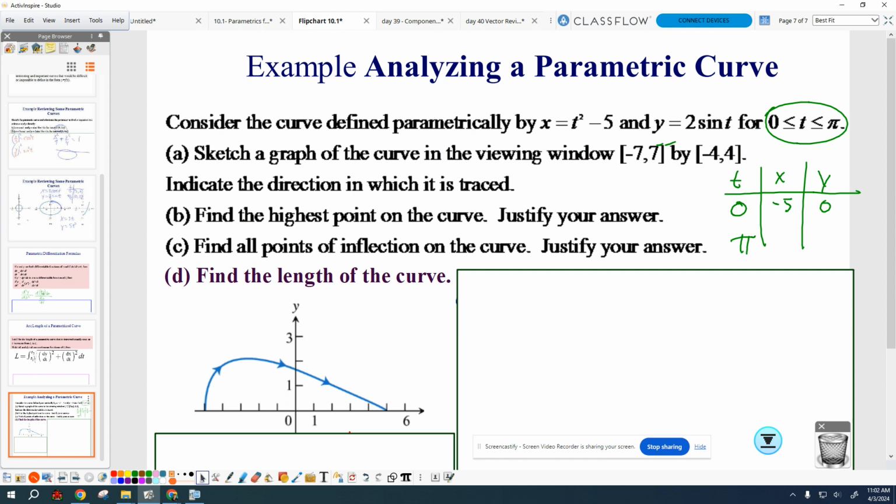Then the next thing says, what is the highest point on the curve? And do not, right there. No, it's not. Why are they making it so hard? Because they hate you. We've already discussed this. Why would it be?